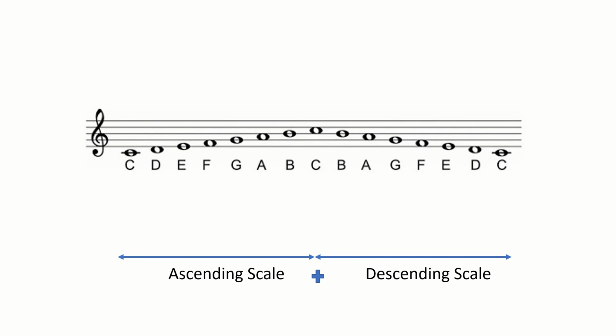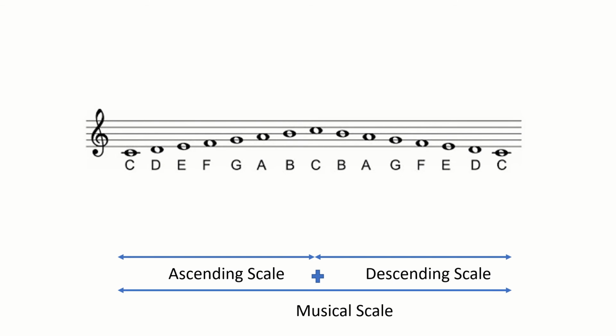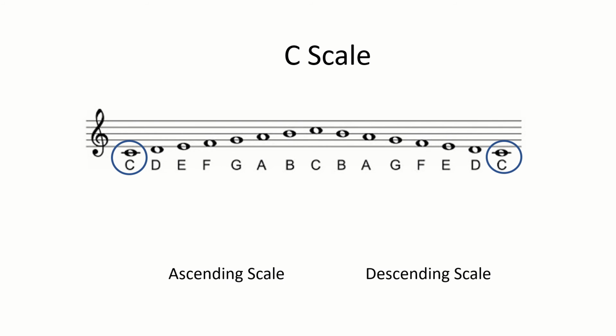Now the combination of ascending and descending scale is what is called a scale in music. So a scale is a combination of ascending and descending scale. Now we see that for a scale, the starting note and the ending note are the same. In this case, it is the C note. So for a scale to be identified by a label, it is always the first note's label which is used. Like in this case, for this scale, the starting label used is C. That's why this is called the C scale.